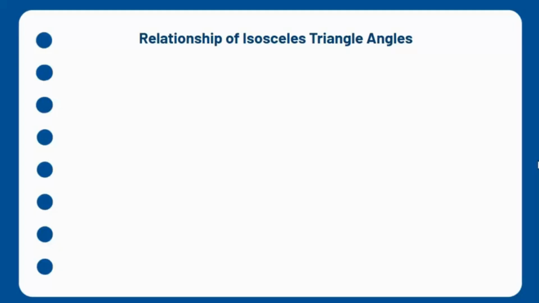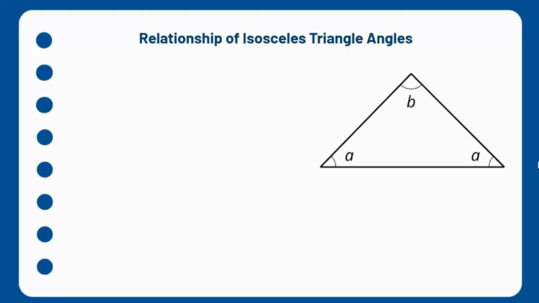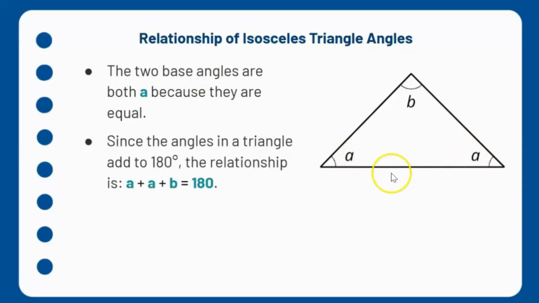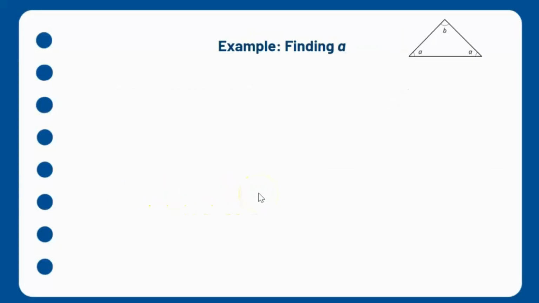Let's look at the angles of an isosceles triangle, for example. In this diagram, we have 2 bottom angles labeled A, and the remaining top angle labeled B. The 2 base angles, which are the ones near the horizontal side, have an equivalent measure in degrees and therefore are both labeled A. Since the angles in a triangle add up to 180, the relationship is A plus A plus B equals 180.